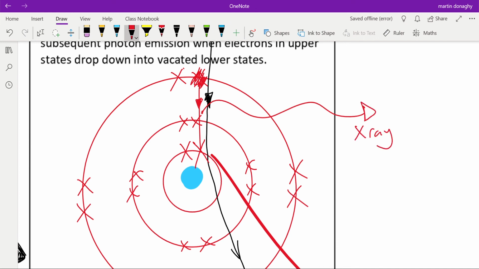Because the energy difference between the outer ones and the inner shell is so big, the amount of energy in the photon will be large, and therefore will be an X-ray.